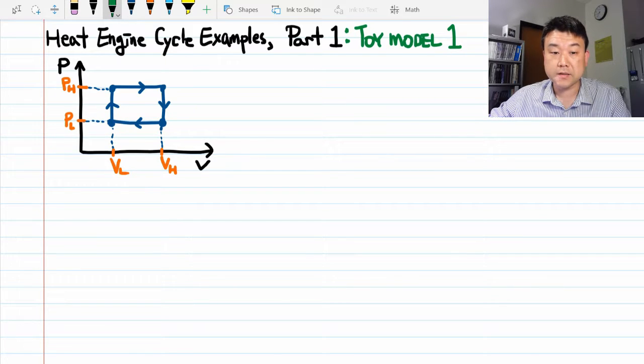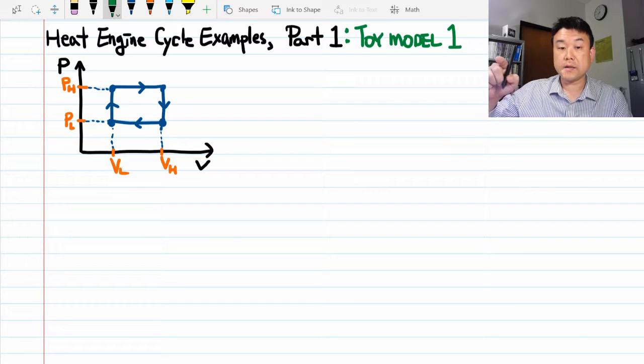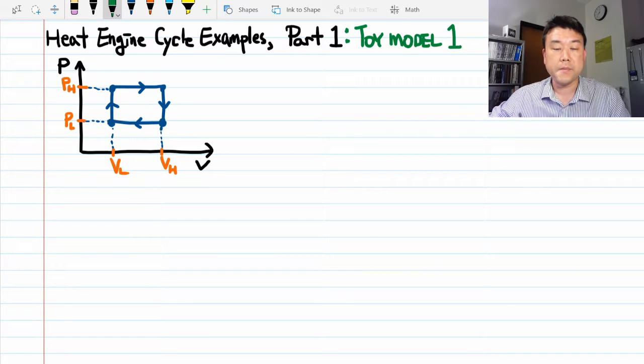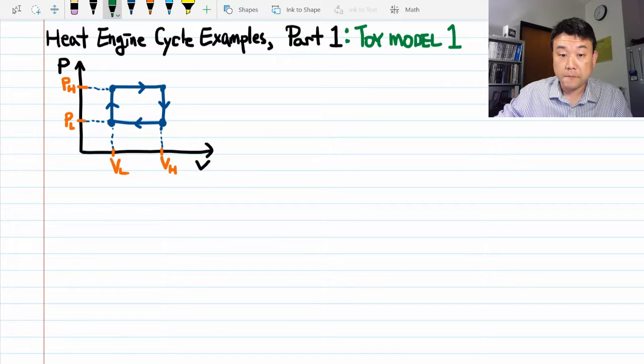All these processes are isochoric or isobaric processes, which makes calculation of work done fairly simple, and we'll be able to do this question using only algebra, no calculus needed. And having drawn this diagram, I can tell you that this completely specifies our system. This is through the ideal gas law.